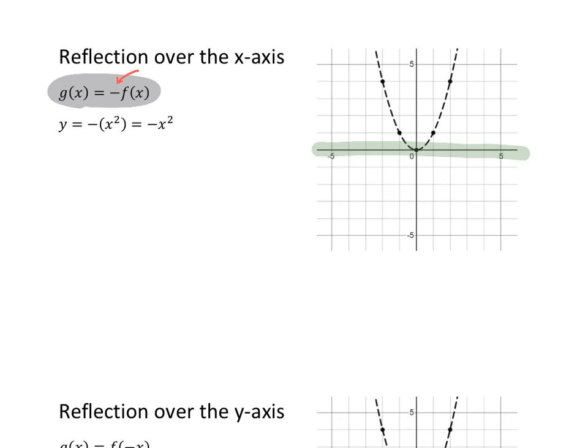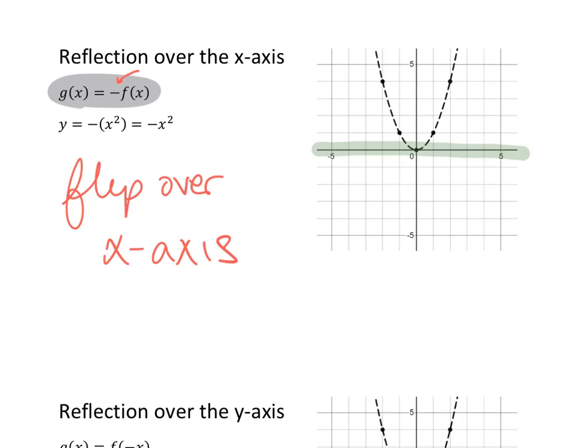Every point in a reflection flips over the axis. The way that happens is that we count how many jumps it takes to get from the current point in the parent function to the x-axis, and then count that many away. Here's the first point. If I had to jump down to the green x-axis, how many jumps? One jump. So when I plot my next point, I jump once below it.